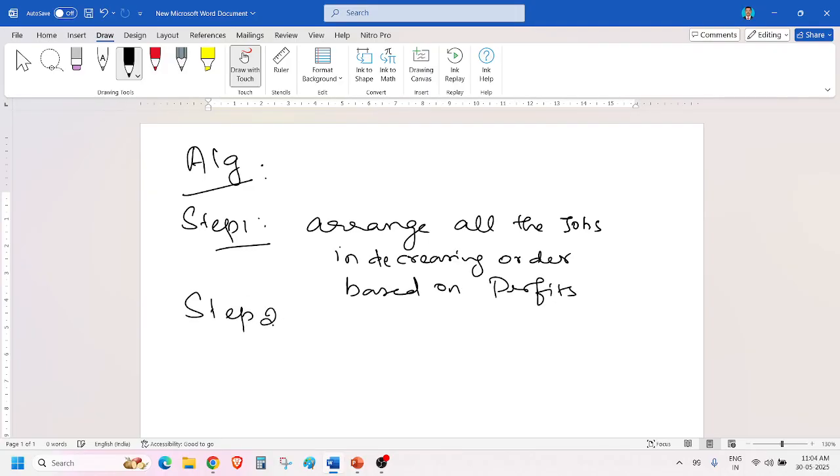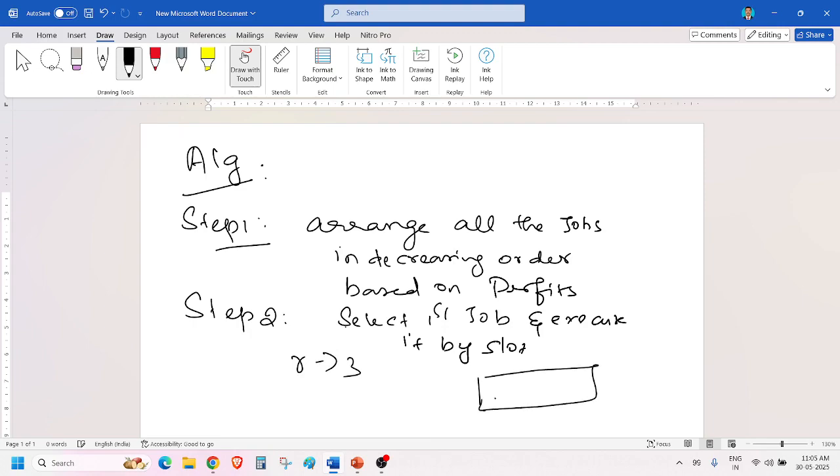Next, step 2: select the first job and execute it by slot. You have to assign a slot. For example, I have the slot as 3. The slots are taken as 0 to 1, 1 to 2, 2 to 3. From this you have to assign the slot. For example, r is equal to 3 and I have to assign the job. What is the formula? r minus 1 comma r. So you will get 2 comma 3. So you are able to assign the job here.